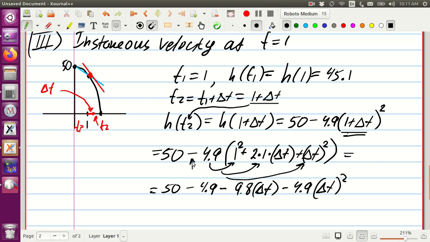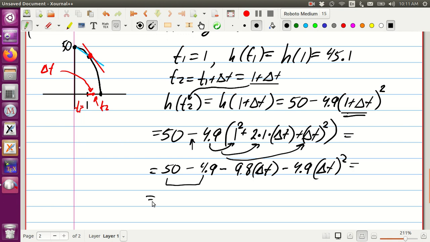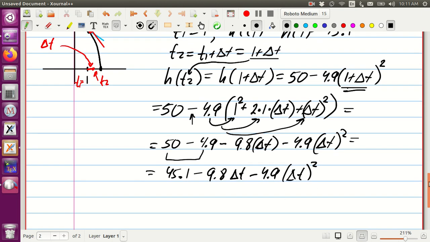All right, we simplified this expression. Maybe we can combine these two terms together to do this extra step. So it's going to be 45.1 minus 9.8 delta t minus 4.9 delta t quantity squared. So now we're ready for our setup.